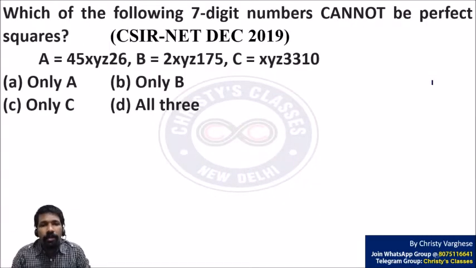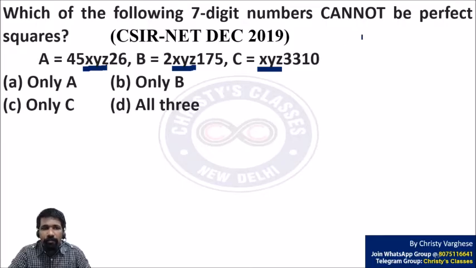So the next question, a December 2019 question of the same type. Which of the following 7-digit numbers cannot be a perfect square? In the previous question it was can be a perfect square. Here it is cannot be a perfect square. Here the numbers are given, but x, y, z can be anything. That is the meaning of x, y, z. It can be any of the digits, 0 to 9, any of the digits can be possible. But that doesn't matter, na?